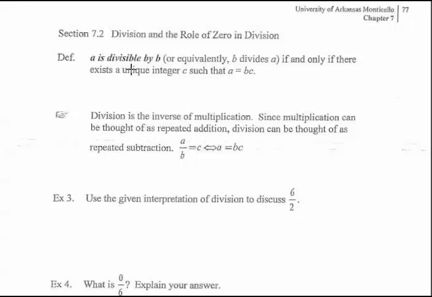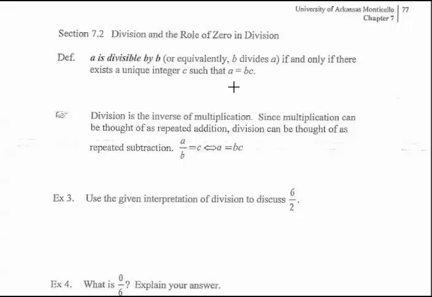So page 77, we have a definition here that is going to shed some light on some unique situations that you run into with fractions, okay, rational numbers. It says A is divisible by B, or equivalently B divides A, if and only if there exists a unique integer C such that A equals B times C.